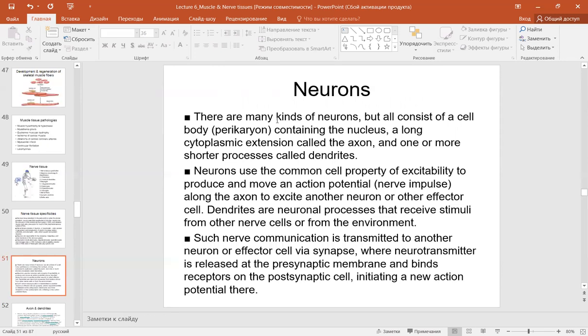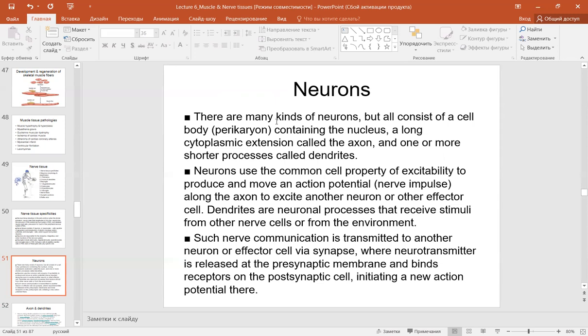There are many kinds of neurons, but all consist of a cell body, the perikaryon, containing the nucleus, a long cytoplasmic extension called the axon, and one or more shorter processes called dendrites. Neurons use the common cell property of excitability to produce and move an action potential, a nerve impulse, along the axon to excite another neuron or other effector cell. It can be a glandular cell or a muscular fiber or muscular cell.